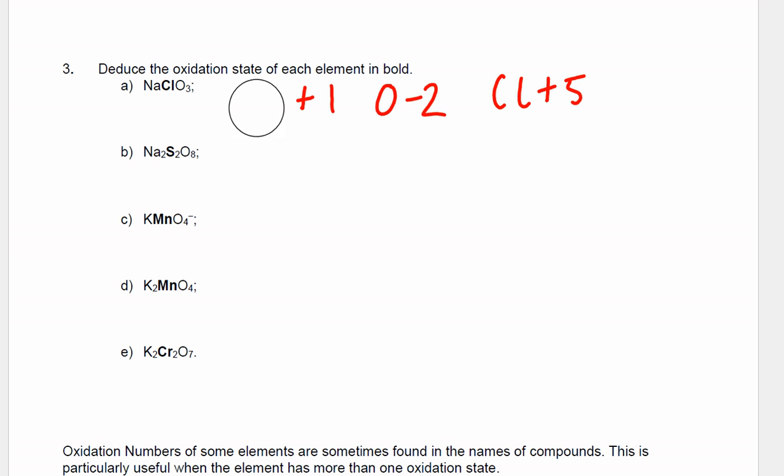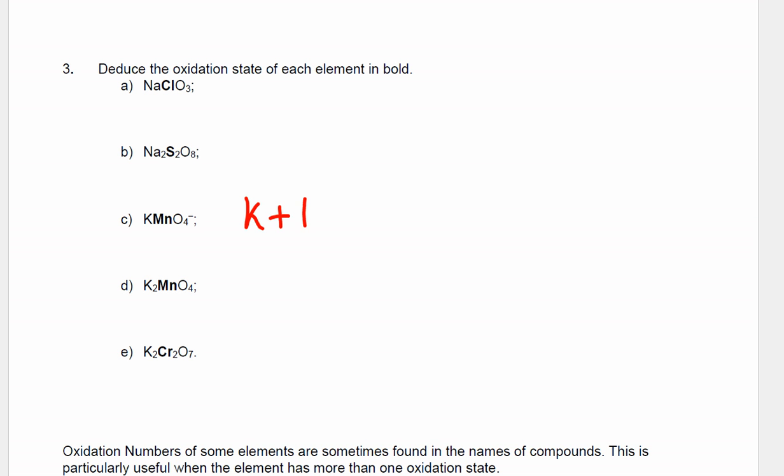Let's have a look at C, because this is an ion. Potassium, group 1, so +1. Oxygen, inside a compound or ion, -2. So to work out the manganese, I've got my potassium, which is +1, plus my manganese. Well, I've now got 4 lots of oxygen, so 4 lots of -2 gives me -8. And that needs to add up to the charge on the ion. And the oxidation number of the ion is coming out at -1.